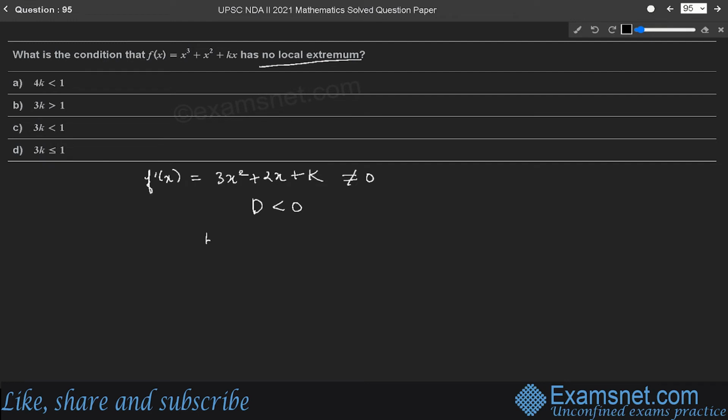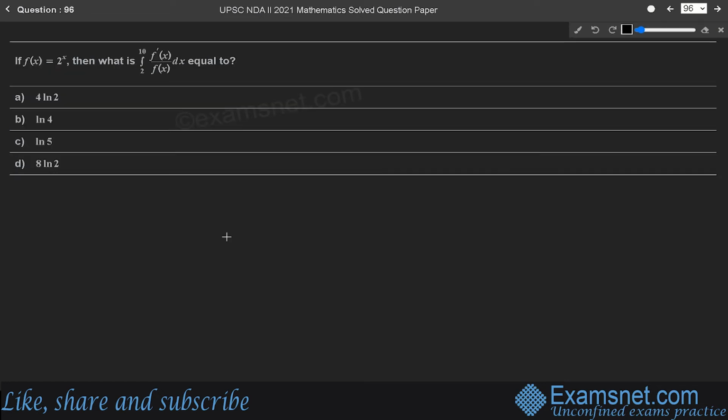So the discriminant is b square minus 4ac. It should be less than 0. Putting the values, it will be 4 minus 4 into 3 into k is less than 0. 12k is greater than 4 and k will be greater than 1 by 3, or we can say that 3k is greater than 1. So among all the options, option number B is correct, which says that 3k is greater than 1. This is the required condition for this question.